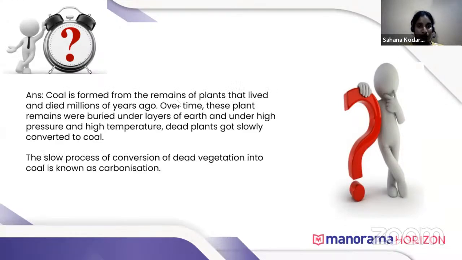So see, coal is formed from the remains of plants that lived and died millions of years ago. Over time, these plants' remains were buried under layers of earth, and under high pressure and high temperature, dead plants got slowly converted to coal. The slow process of conversion of dead vegetation into coal is known as carbonization.